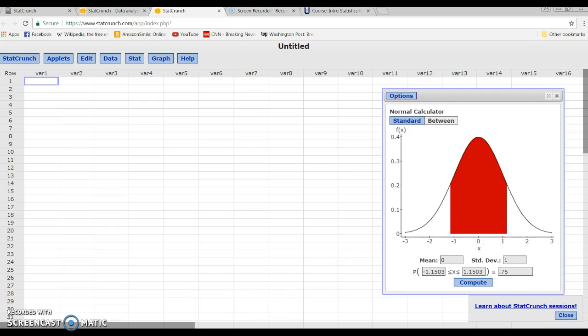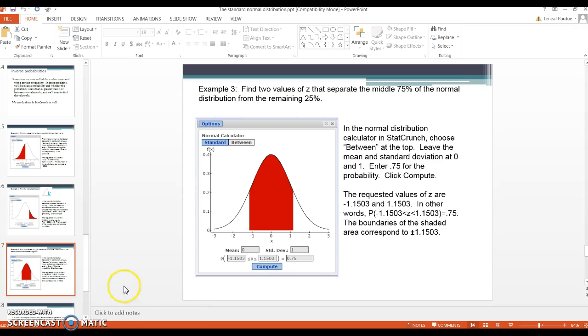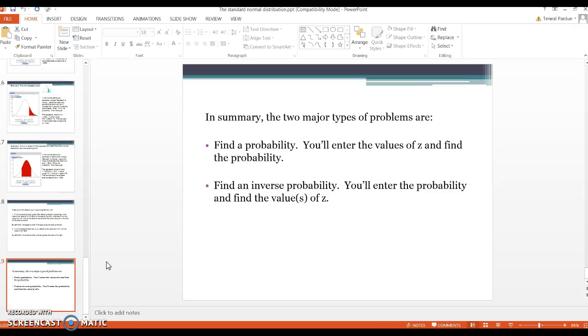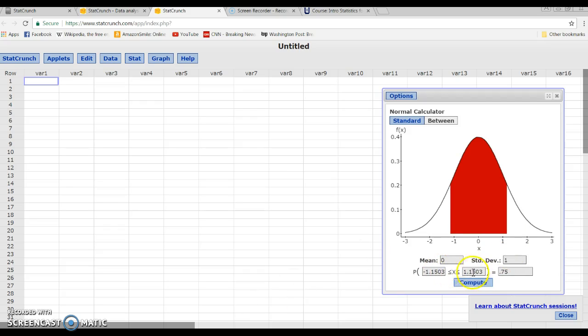So the important thing I want you to understand, not only how to do the problems, but what is the difference between the standard normal and the inverse standard normal probabilities. So there's ones where you find the probability, and on those you type in the two values of X here and here. Okay, and then for the inverse probability, you'll type in the probability and let it find you the X.